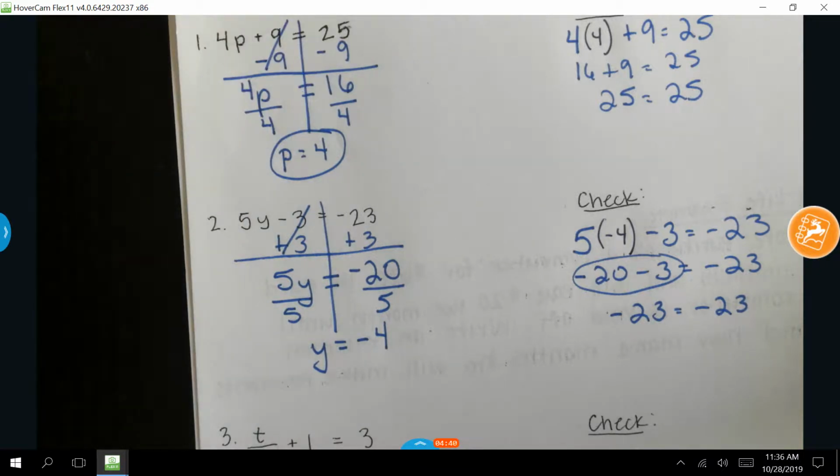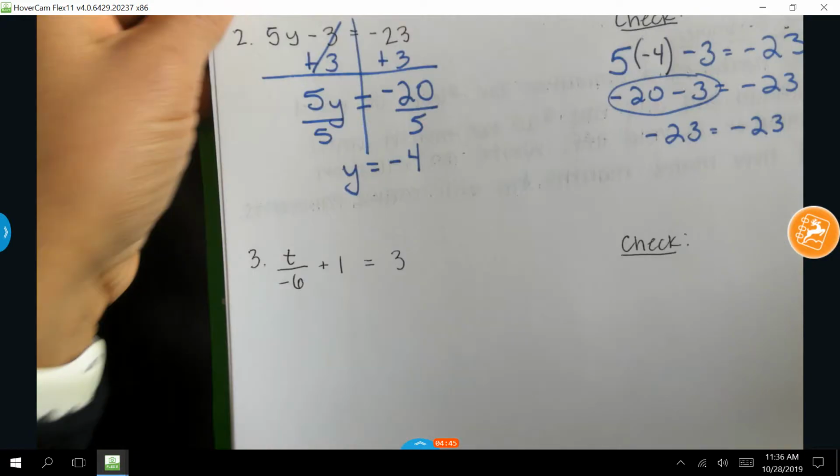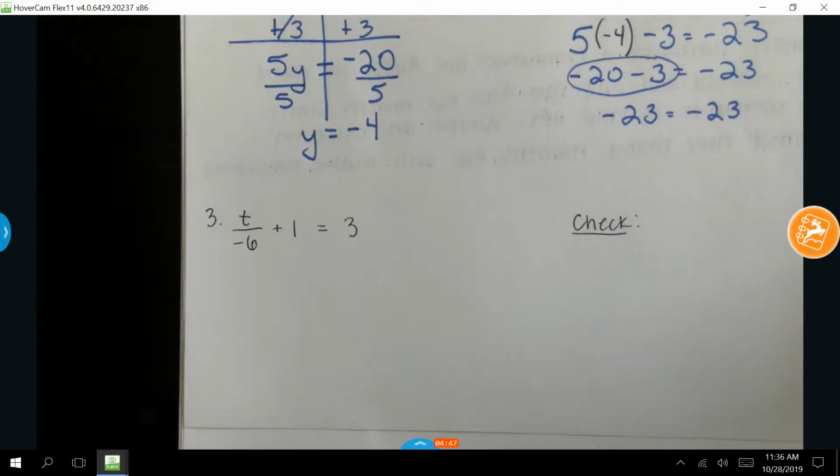Any questions so far? So it seems really easy, right? Yes, so far. They're all this easy because you guys are good at these.